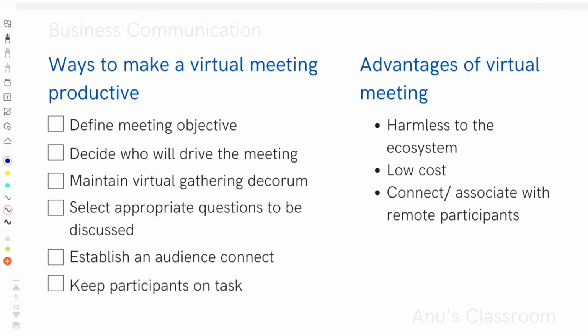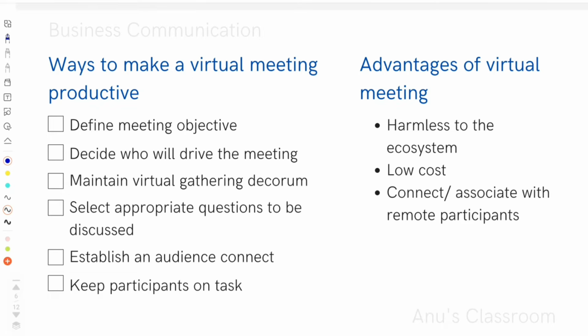Now, what are the advantages of a virtual meeting? For one thing, it is harmless to the ecosystem. How can it be harmless to the ecosystem? We don't need to commute, even by taking public transport. We don't need to use that much electricity or that big a setup. It is all happening from our homes. So when you think about the effect on the ecosystem, it is much more reduced than if all of us were to conduct a physical meeting.